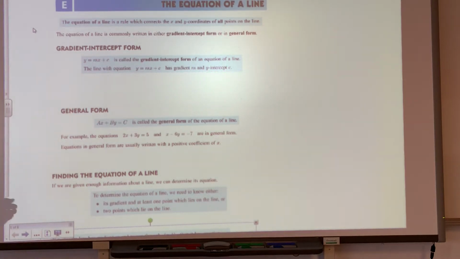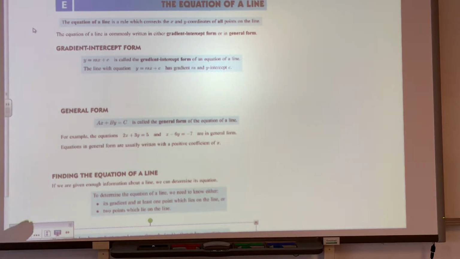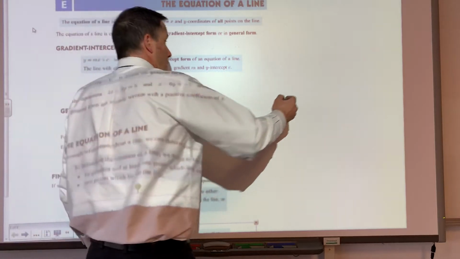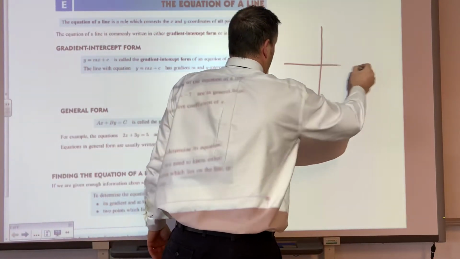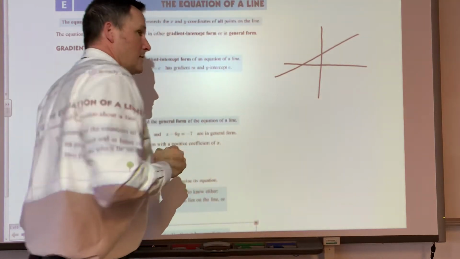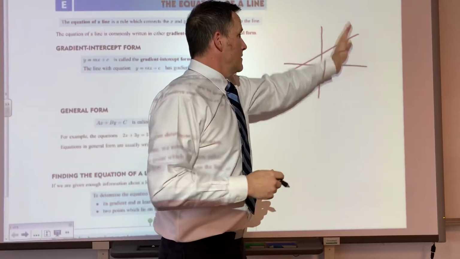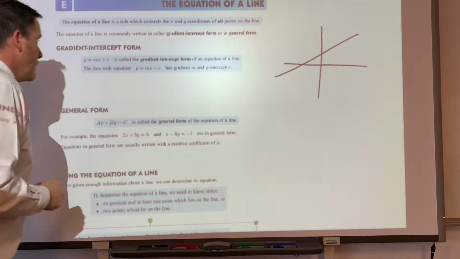It's the equation of a line. And what I mean by a line is a straight line. An equation of a line is a rule that connects x and y. So go back to basic graphing. There's my coordinates. It's literally a line, okay? And it makes a connection between my x values and my y values.